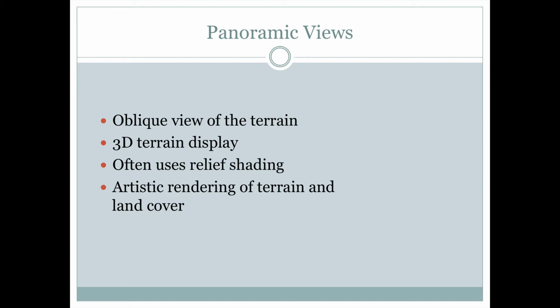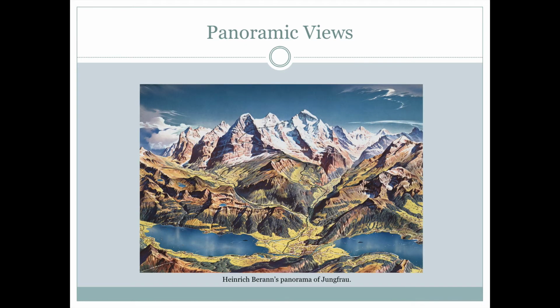We display terrain in 3D on it, and it often uses relief shading in order to enhance that view of the terrain. And these are very artistic renderings of either both the terrain and the land cover. One of the most famous of these artists who made such maps was Heinrich Berann, and this is a panoramic view of Jungfrau in Switzerland, and it's obviously designed so that this one particular view shows a lot of these different routes and villages and that sort of thing at the base of Jungfrau.